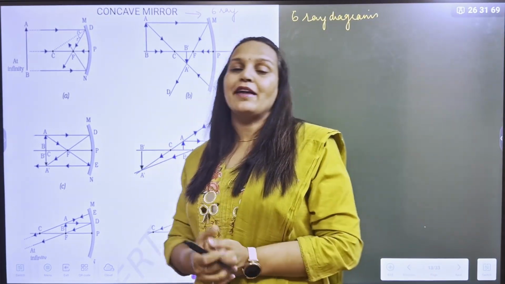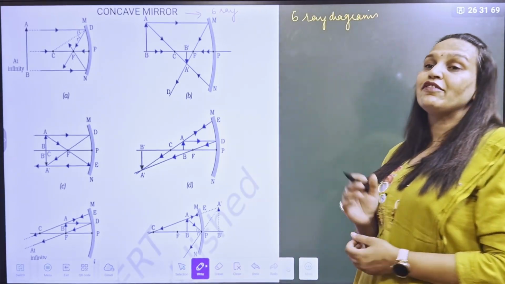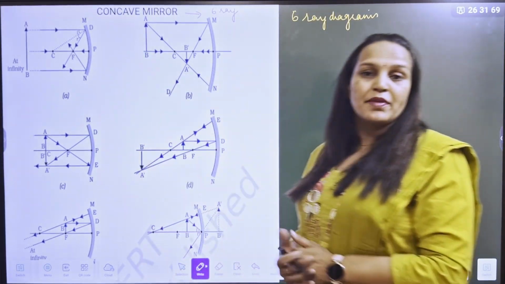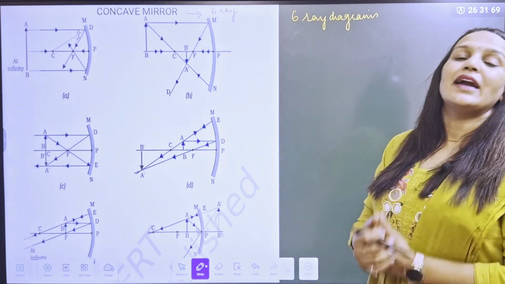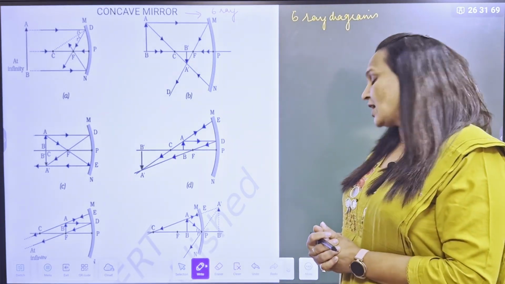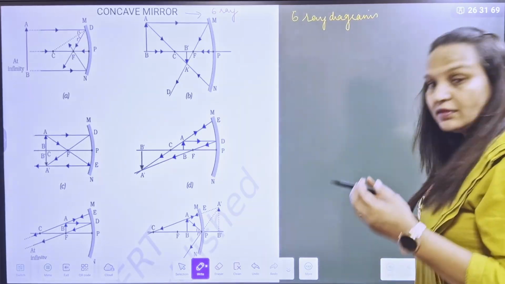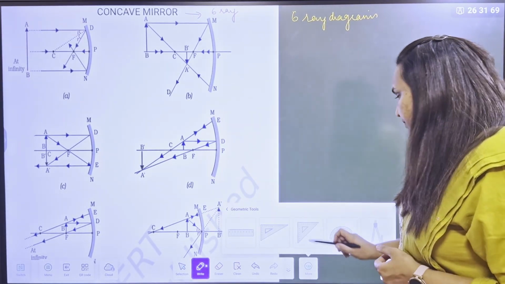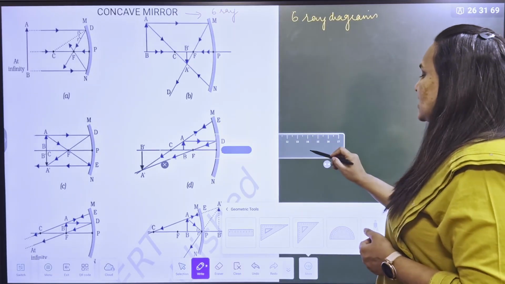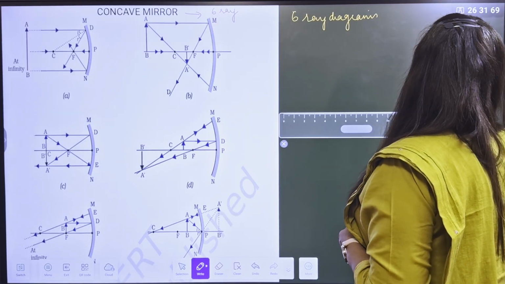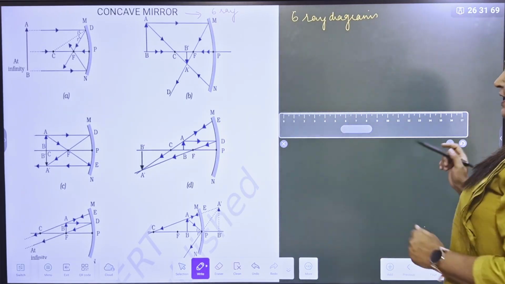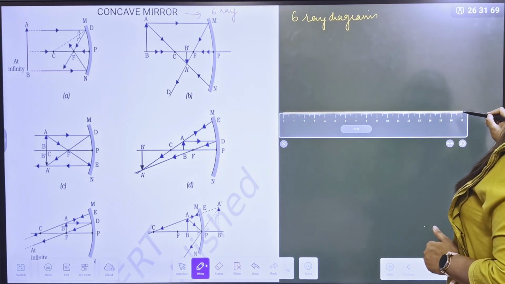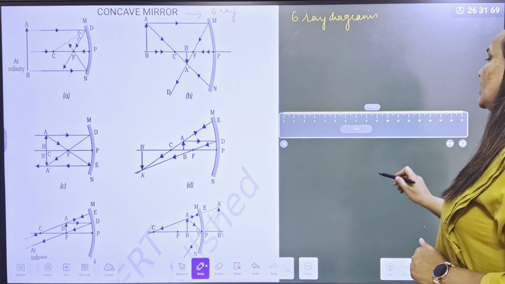There is one trick I will teach, but before going to that, I will teach you how to draw the principal axis and mirror with proper measurements to get the perfect ray diagram. Let's start. Please take a sharp pencil, protractor and scale. You have a 15 centimeter scale, draw one full line. This is your principal axis, right?